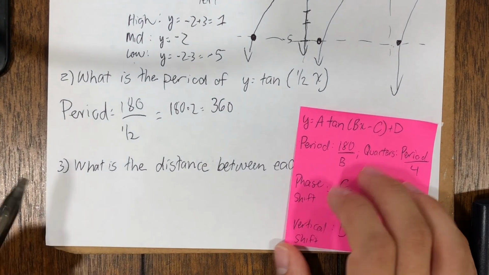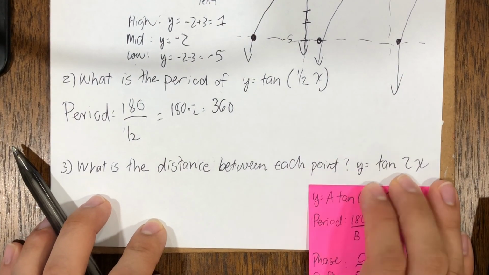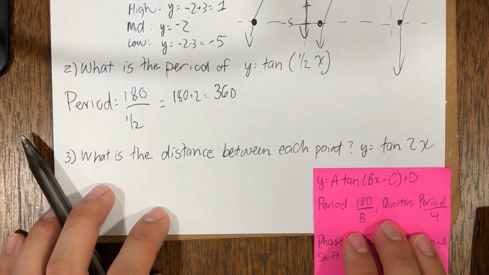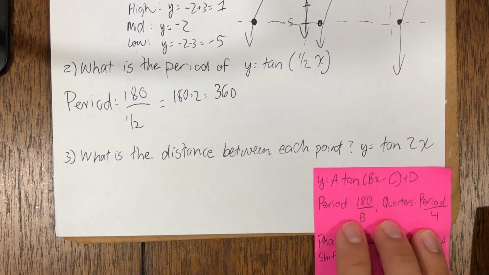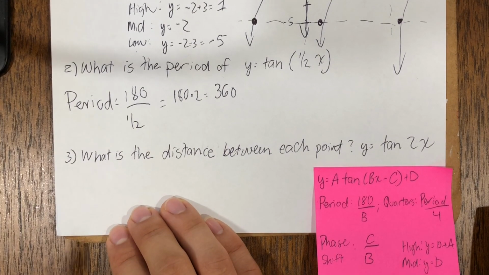All right. So then we have number 3. Number 3, what is the distance between each point? So we have y equals the tan of 2x. Now, when asking for distance, they're referencing quarters, because quarters represent how far we go from one x value to the next. All right.